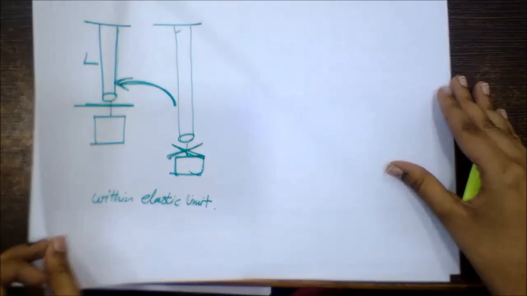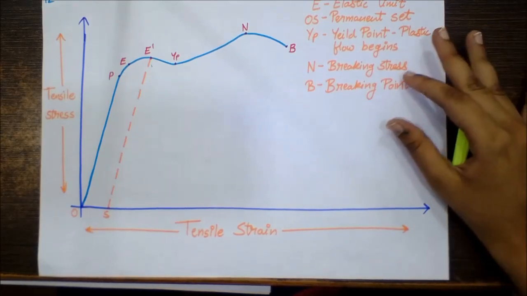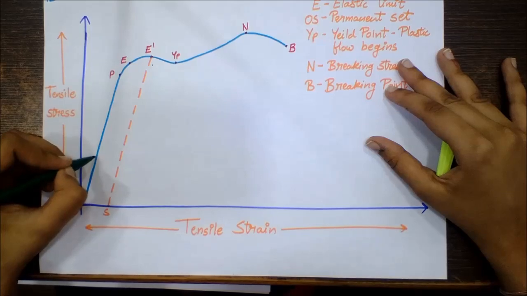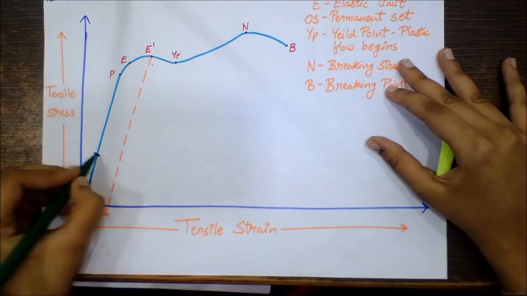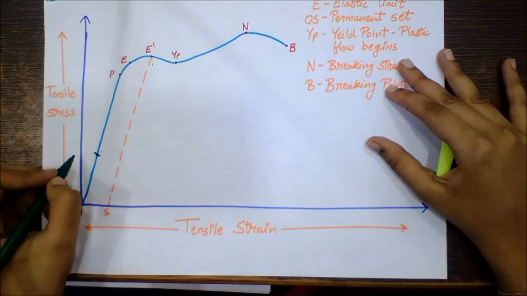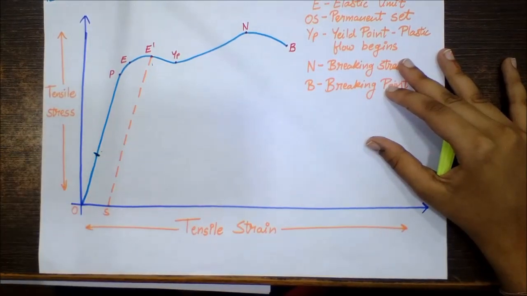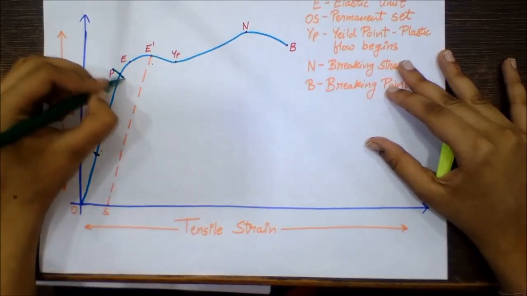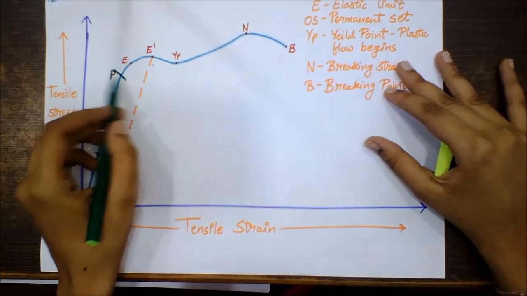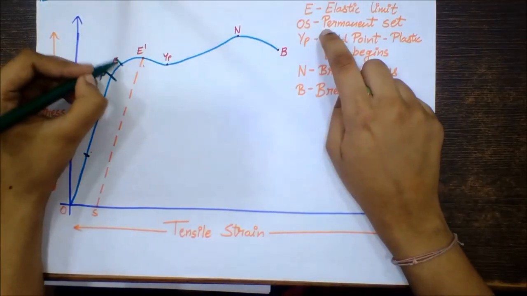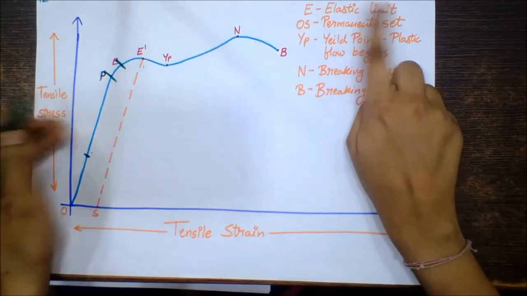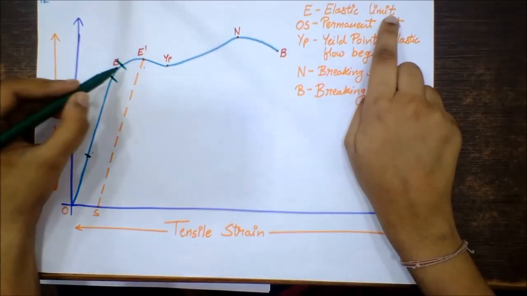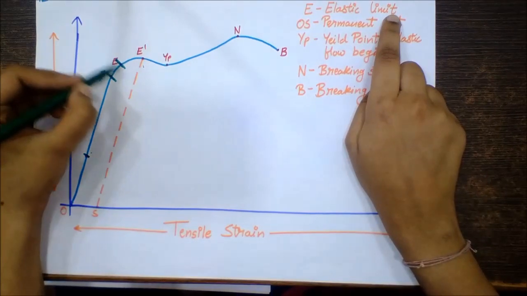The same thing is shown over here in the form of a graph. Suppose I have an elastic body that is increasing in length and it is at this point. If I remove the force, it will go back to its original position. But this behavior of an elastic body happens only till point E, because point E is the elastic limit. Point P is just the point before the elastic limit. It's like a warning point. Point E is the point of the elastic limit.